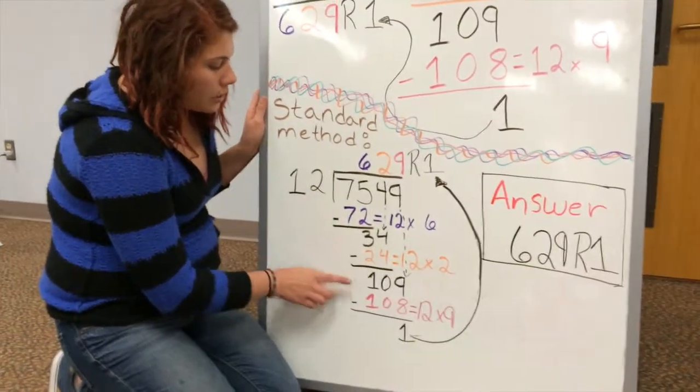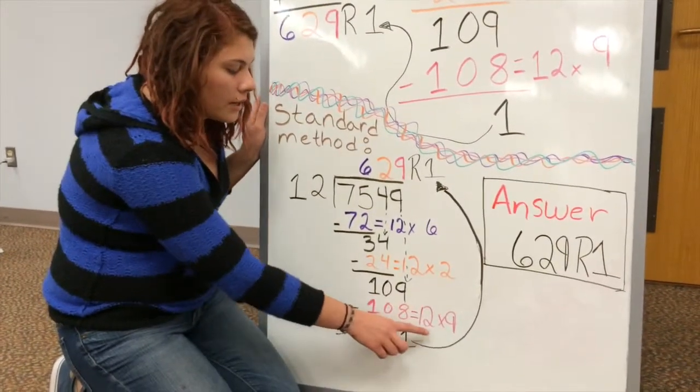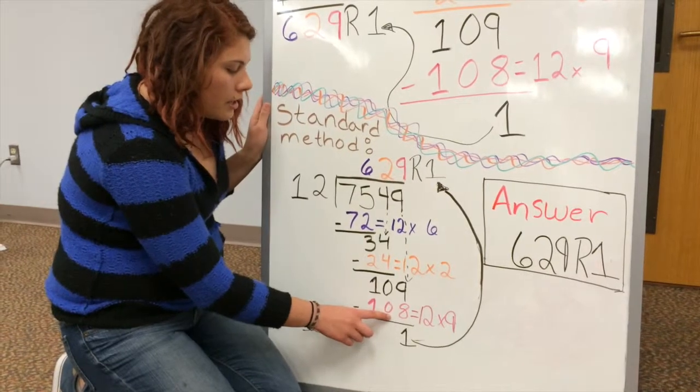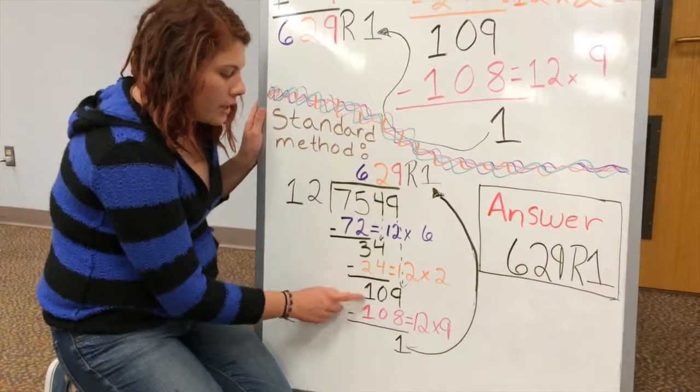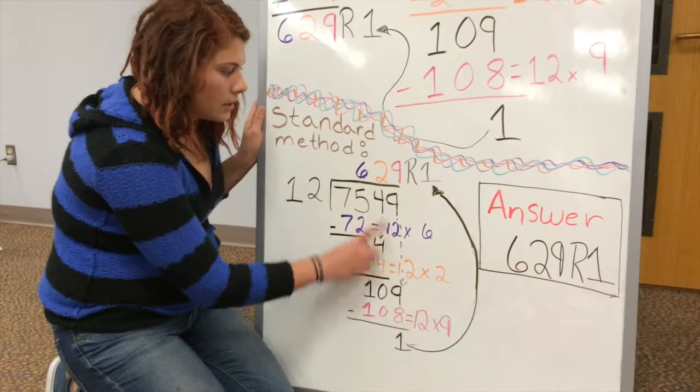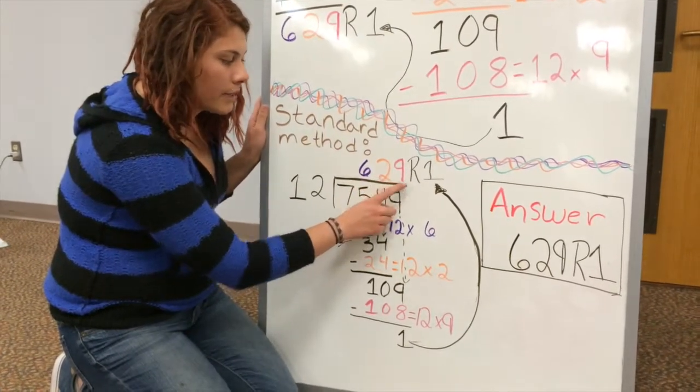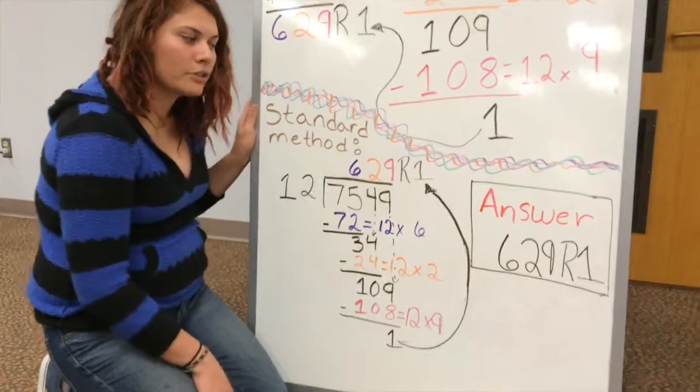Then I'll have 109. I know that 12 times 9 equals 108, so I'll put the 9 up here and I'll subtract the two numbers and I get a remainder of 1. So I'll have 629 remainder 1. So the answer is 629 remainder 1.